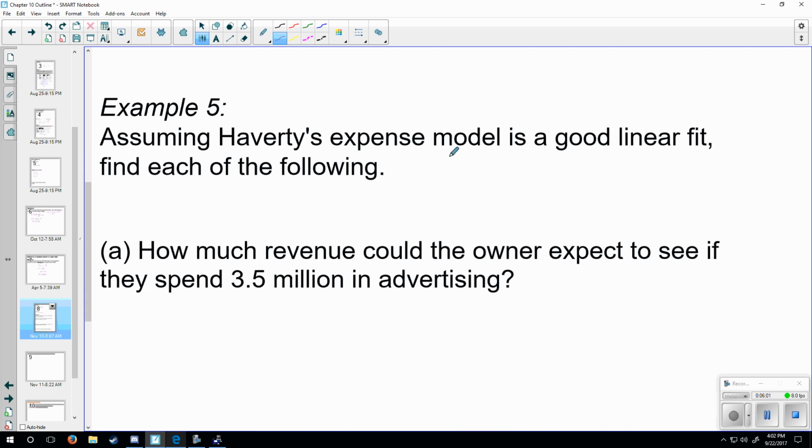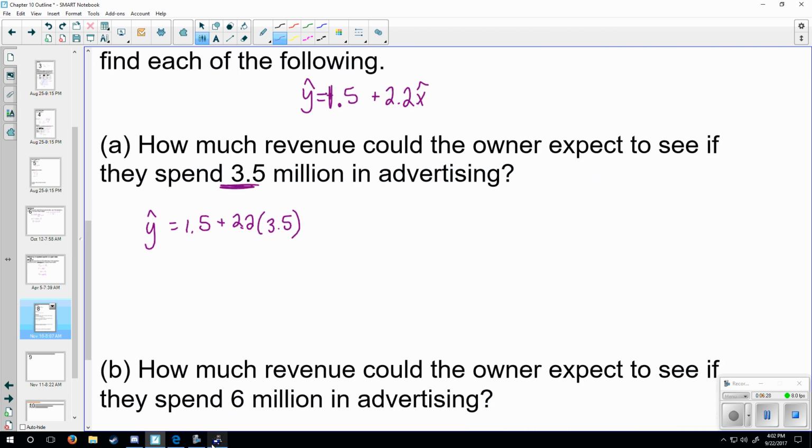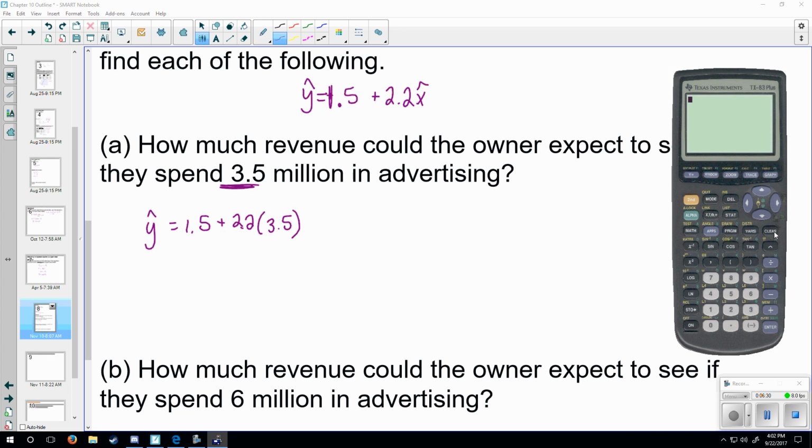If we assume that the model is a good fit, which we did find it was, I'm just going to copy our model again. Answer a few questions. How much revenue could the owner expect to see if they spend $3.5 million in advertising? X is the advertising expense, so plug in. Y hat equals 1.5 plus 2.2 times 3.5, since that's our X value. Go to your calculator, 2.2 times 3.5, and then add 1.5 to that.